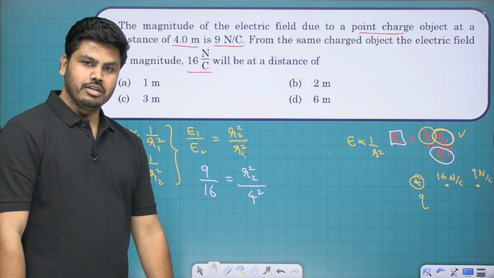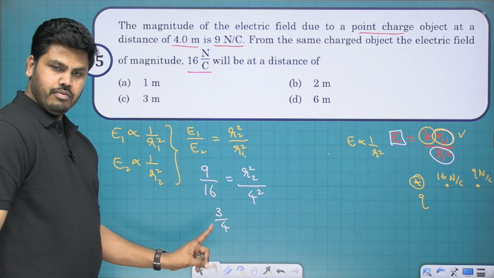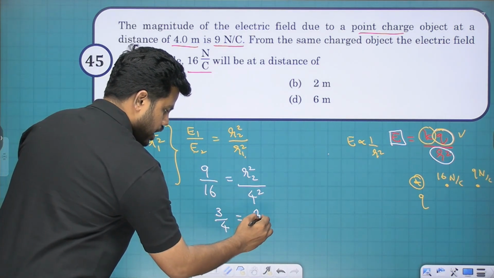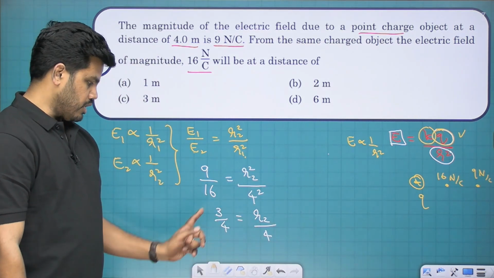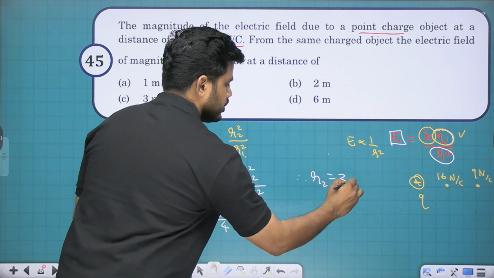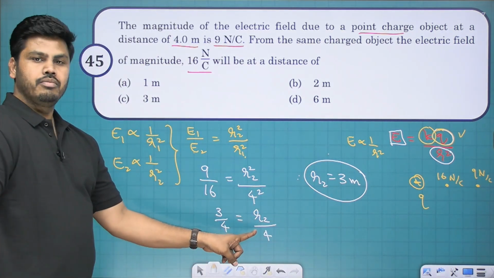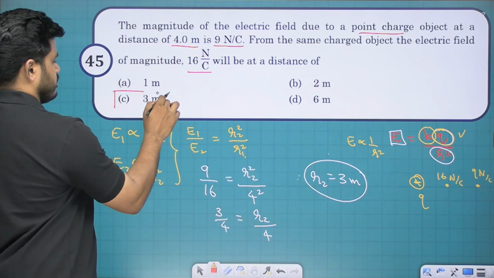Take a square root on either side. So what will you get? 3 divided by 4, correct? 3 divided by 4. RHS is going to be R2 divided by 4 square. Square root is going to be 4 only. So that 4 and 4 get cancelled. What is R2? R2 is equal to 3 meters, right? Directly we got R2 is equal to 3 meters. That was one of the given options. Option C once again.